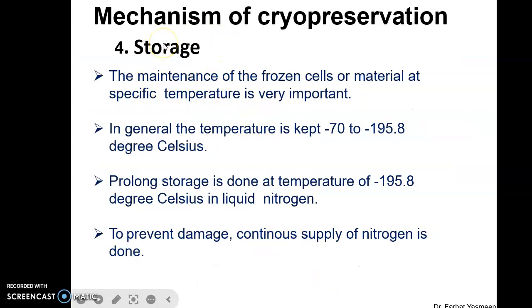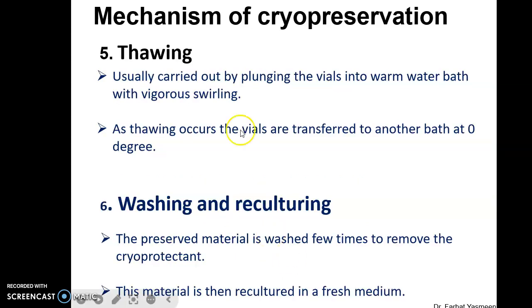The next step is storage. Maintenance of frozen cells or materials at a specific temperature is very important. In general, the temperature is kept between -70 and -195 degrees Celsius. Prolonged storage is done at a temperature of -195 degrees in liquid nitrogen. To prevent any kind of damage, a continuous supply of nitrogen is maintained.